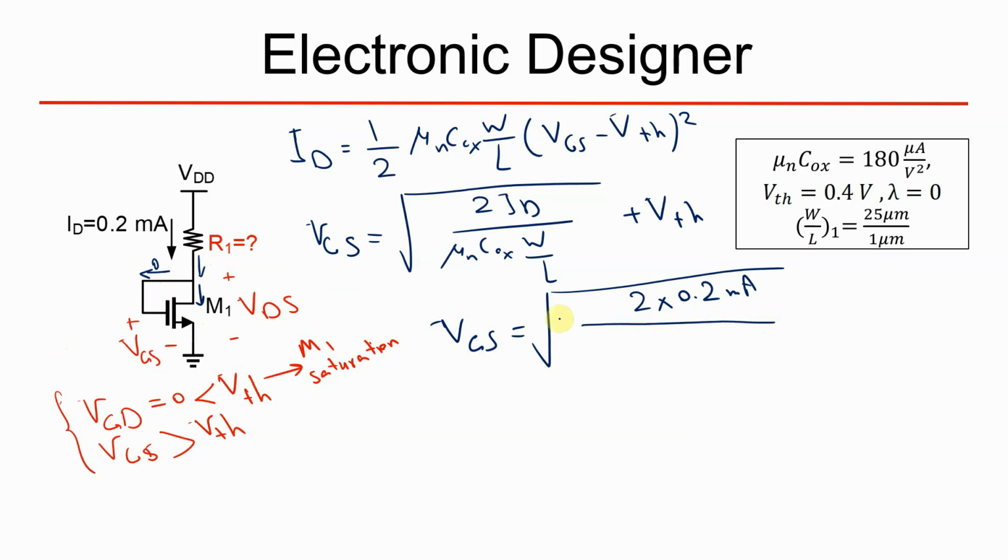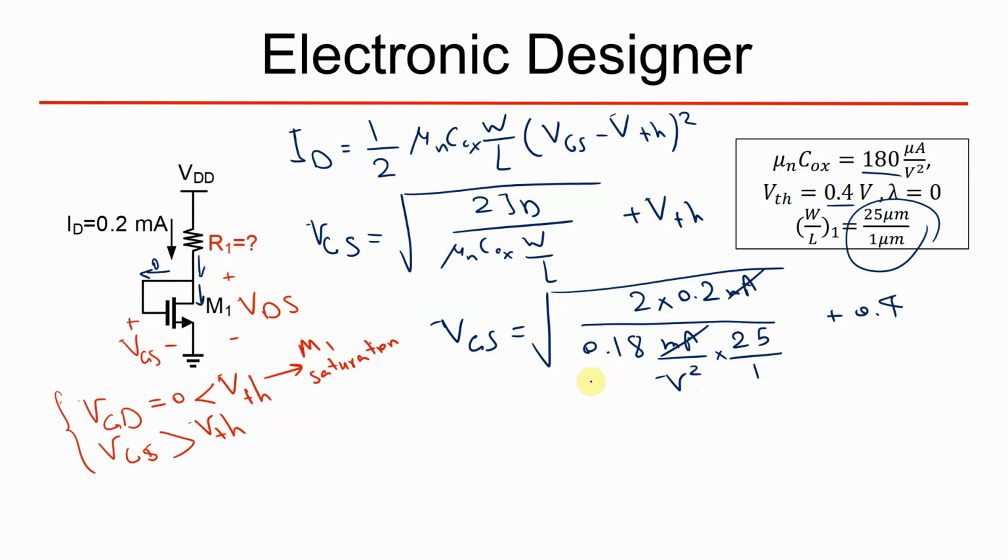So divided by mu n C oxide, this is 180 microamp divided by volt square, which is 0.18 milliamp divided by volt square, and these milliamps are cancelled out, times W over L, which is 25 divided by 1, plus V threshold, which is 0.4.